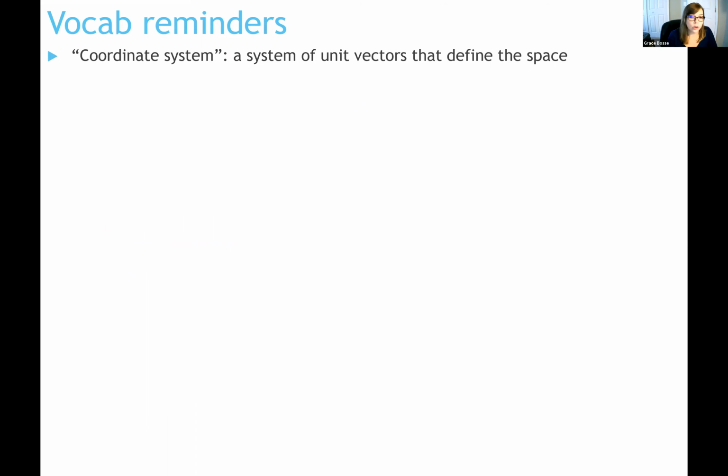So the first one is what a coordinate system is. Remember, a coordinate system is a set of unit vectors that define our space. We've been working with a Cartesian coordinate system. So your x hat, y hat, and z hat unit vectors define your space. They each describe a different dimension of space.